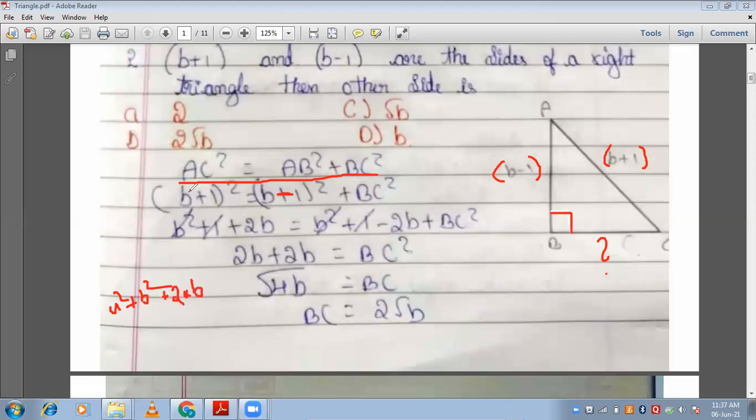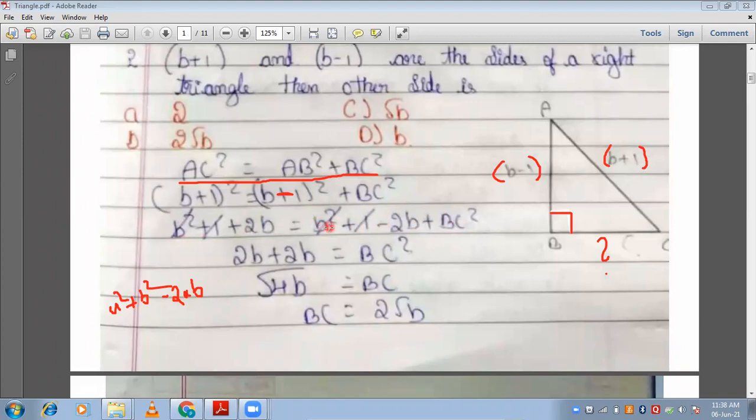The value of a is b, the value of b is 1. So b square plus 1 square is 1, plus 2ab, 2 into b into 1 is 2b. The a minus b whole square formula is a square plus b square minus 2ab. Now substitute the values: b square plus 1 minus 2b plus BC square.